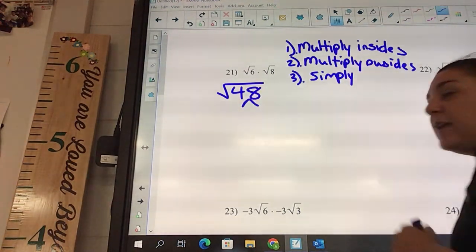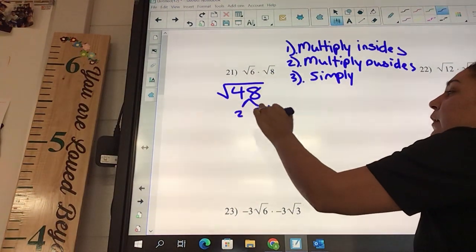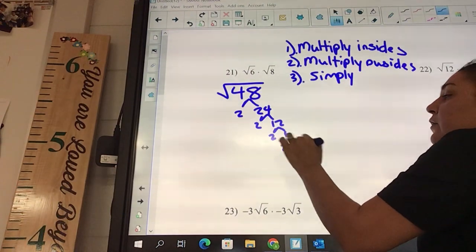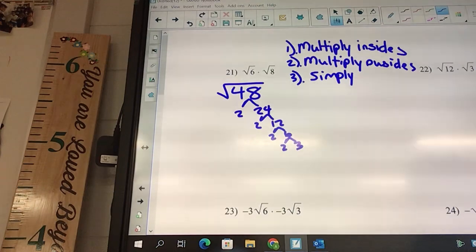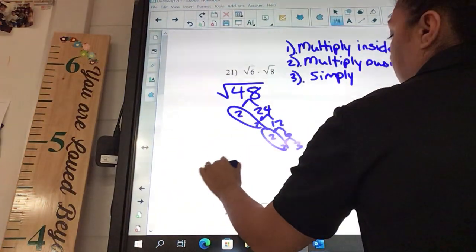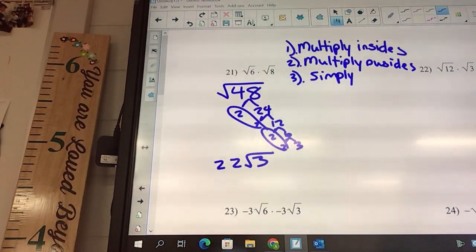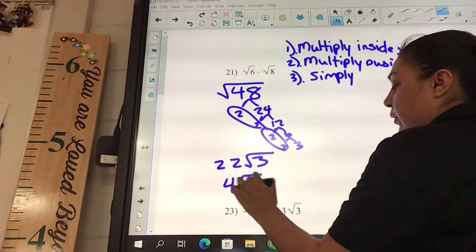Okay, what are some factors of 48? 2 and 24, 2 and 12, 2 and 6, 2 and 3. Who can go? 2 sets. 2 groups of 2's. So you get 2 times 2 square root of 3. What do you do with those 2 2's? Yeah, so it's going to look like 4 square root of 3.